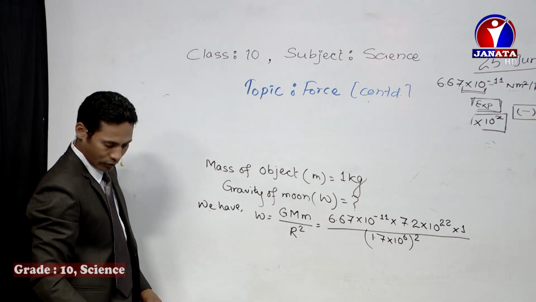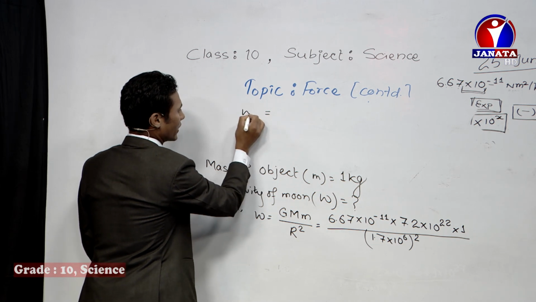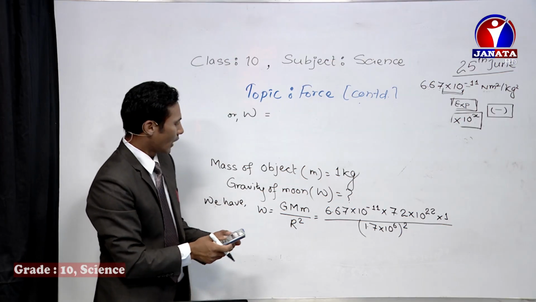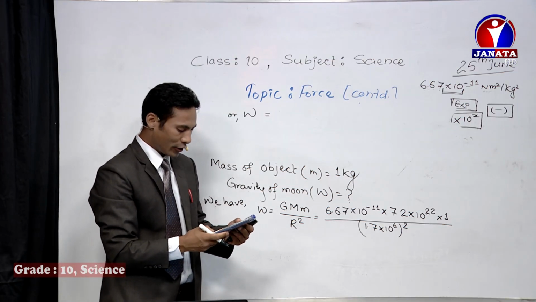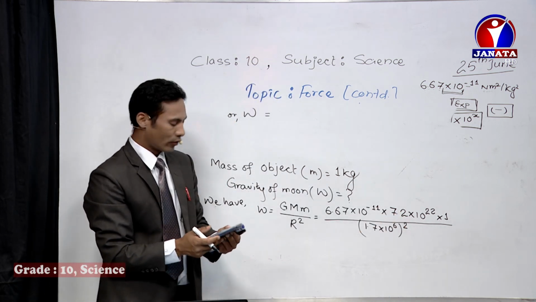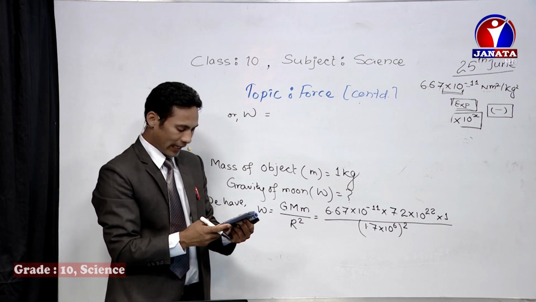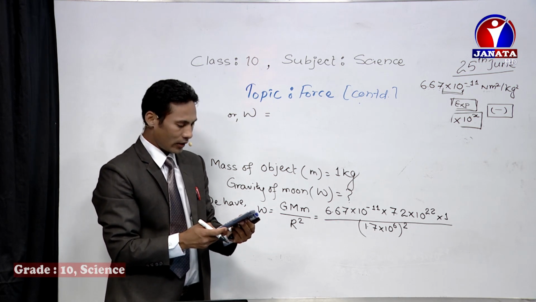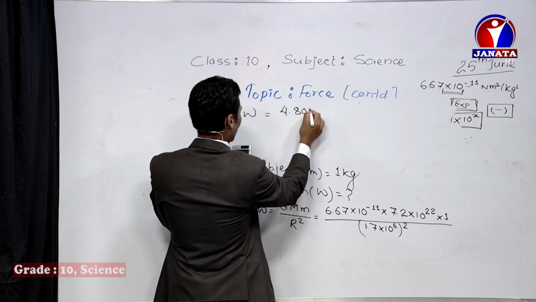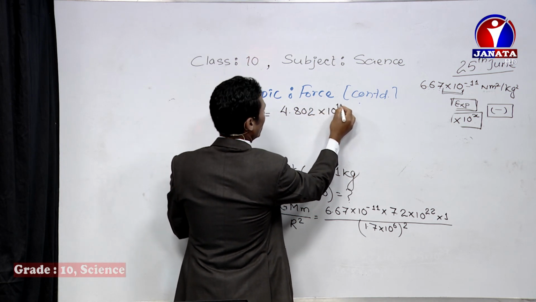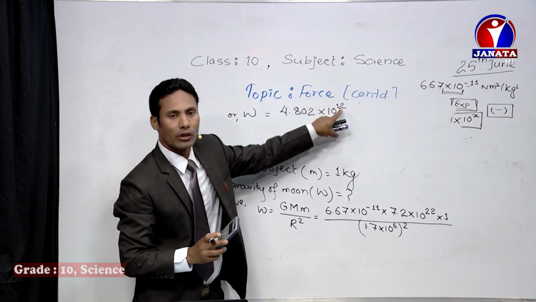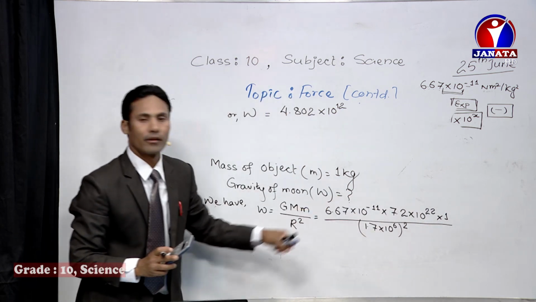Okay, so with the help of the calculator, let's calculate. So this is W, right? Here it is given 6.67 into 10 to the power minus 11, into 7.2 into 10 to the power 22, into 1. That gives the value 4.802 into 10 to the power 12, whenever you multiply these numbers.